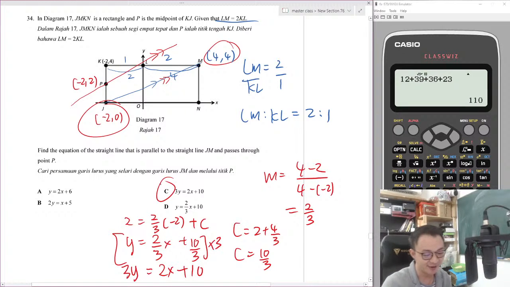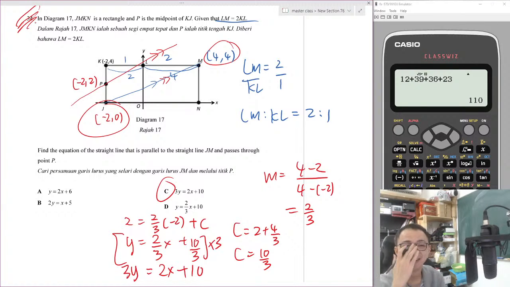Answer is C. Okay, this question is considered a little bit hard for a straight line question, because straight line questions are normally quite easy. But yeah, this one is just a little bit hard here. Alright, so let's move on.